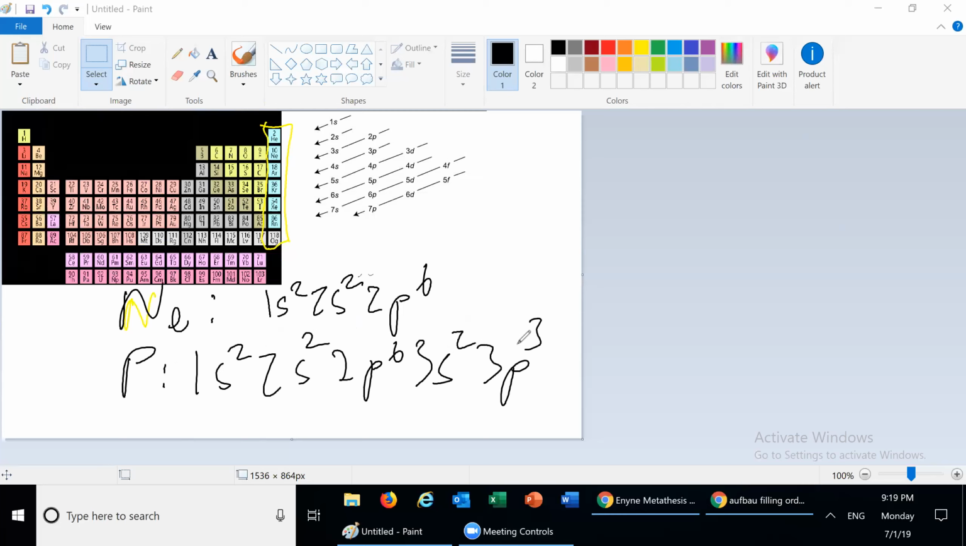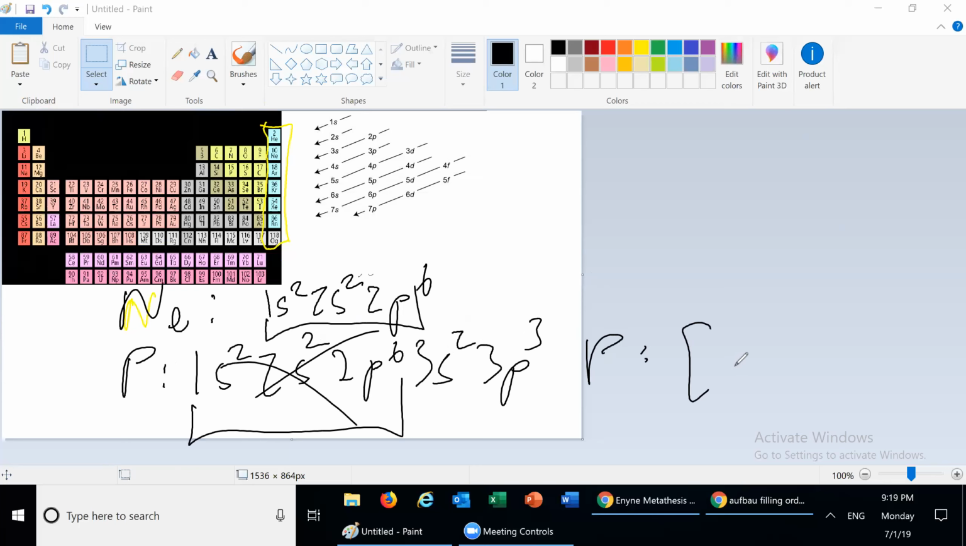So notice this part is the same. So we can cross that out, and then we can replace it with this. So we put neon in brackets, and then we just write 3s2, 3p3.